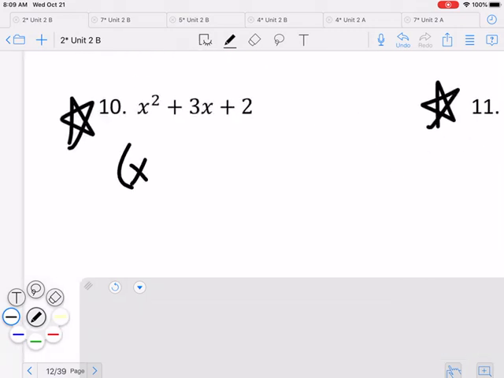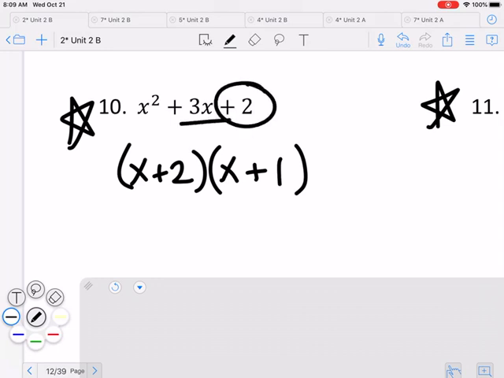Here, two numbers that multiply to 2 that add to 3. 2 and 1. x plus 2, x plus 1. 2 times 1 is 2. 2 plus 1 is 3.